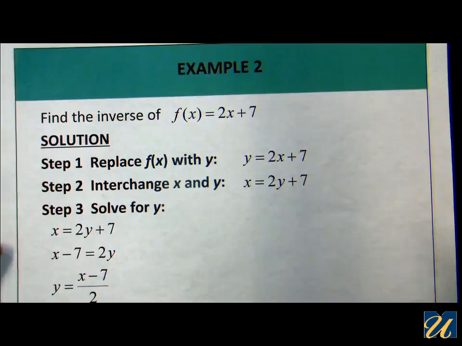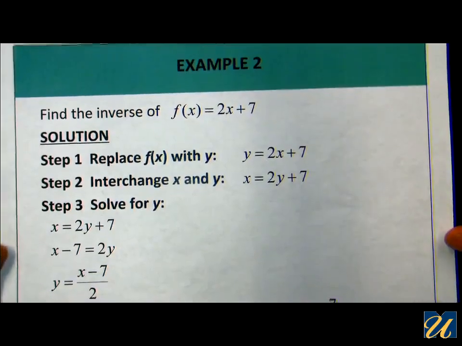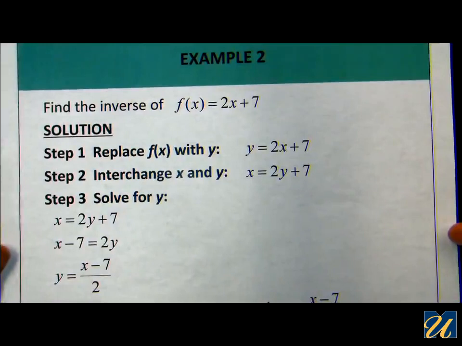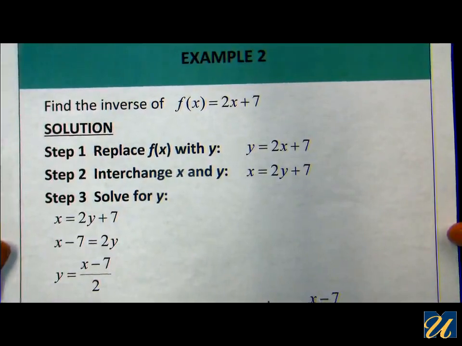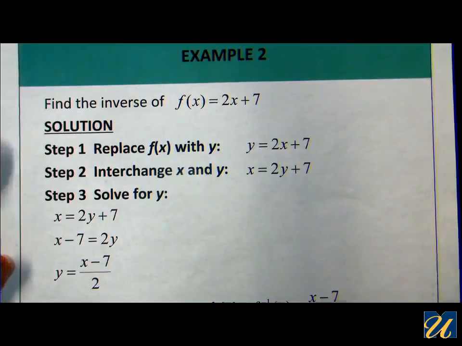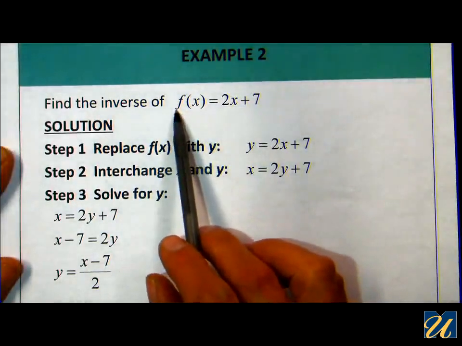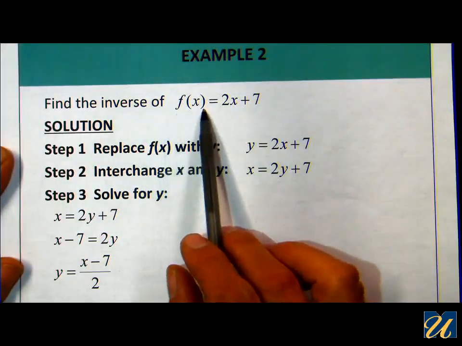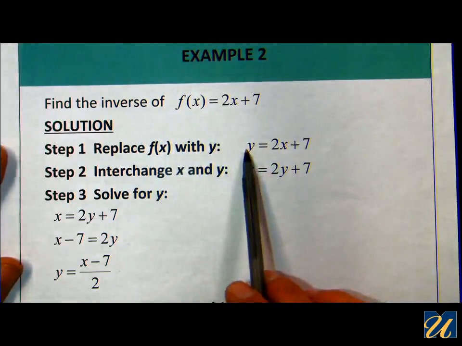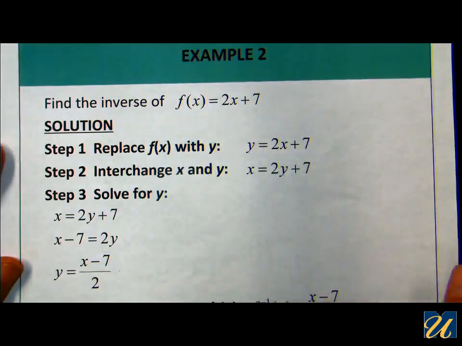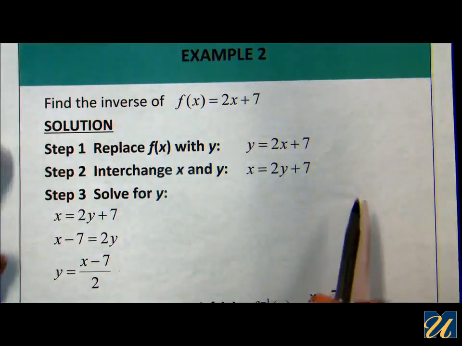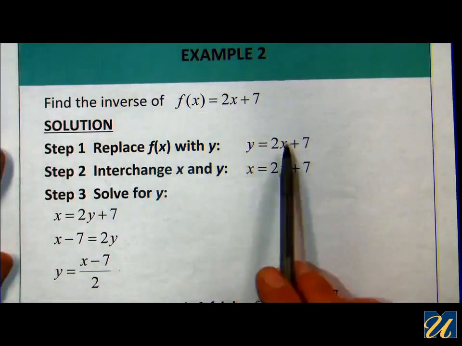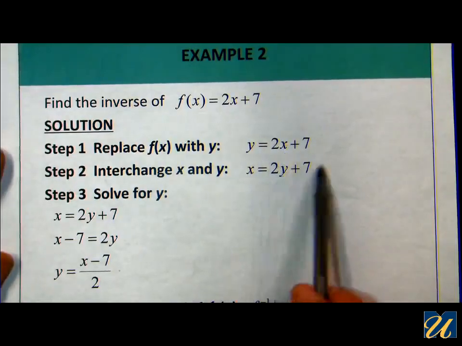Given the function f of x equals 2x plus 7, let's find the inverse function. Step 1, very simple. Instead of writing the function using function notation, simply write y instead. So y equals 2x plus 7. Now, since the domain and range are interchanged, y becomes x and x becomes y.